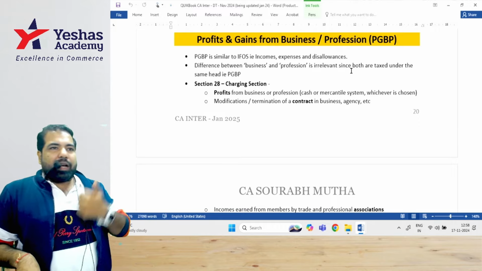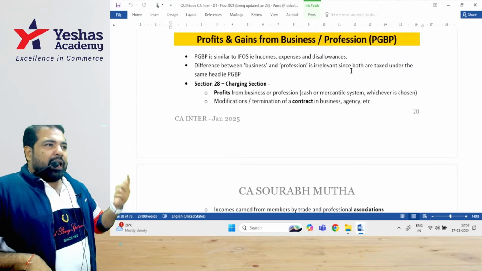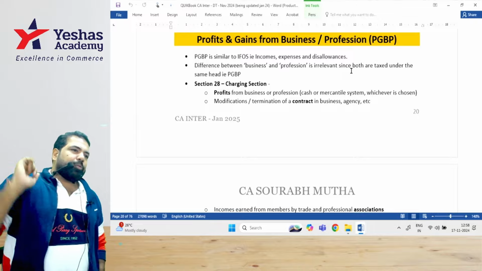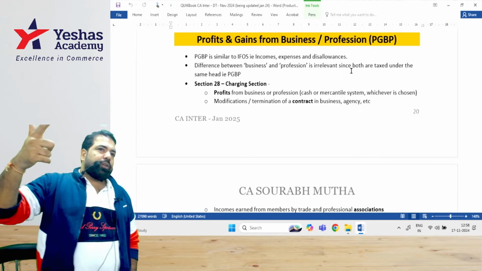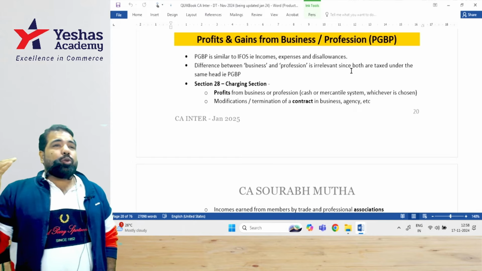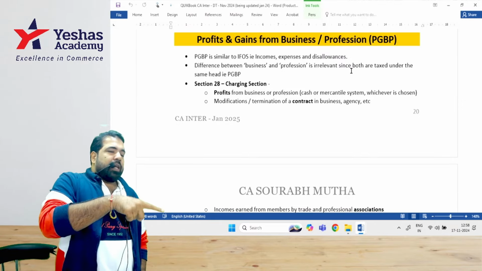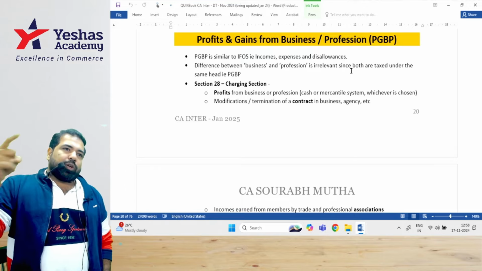You don't need to arrange your accounts. You don't need to go for an audit. And you have to show fixed profits of 6 and 8%. Guys, can I show higher profits? Because higher the profit, higher the tax, but you cannot show lower profits. If you want to show lower profits, you will have to arrange your accounts and get them audited because the government will want to check.